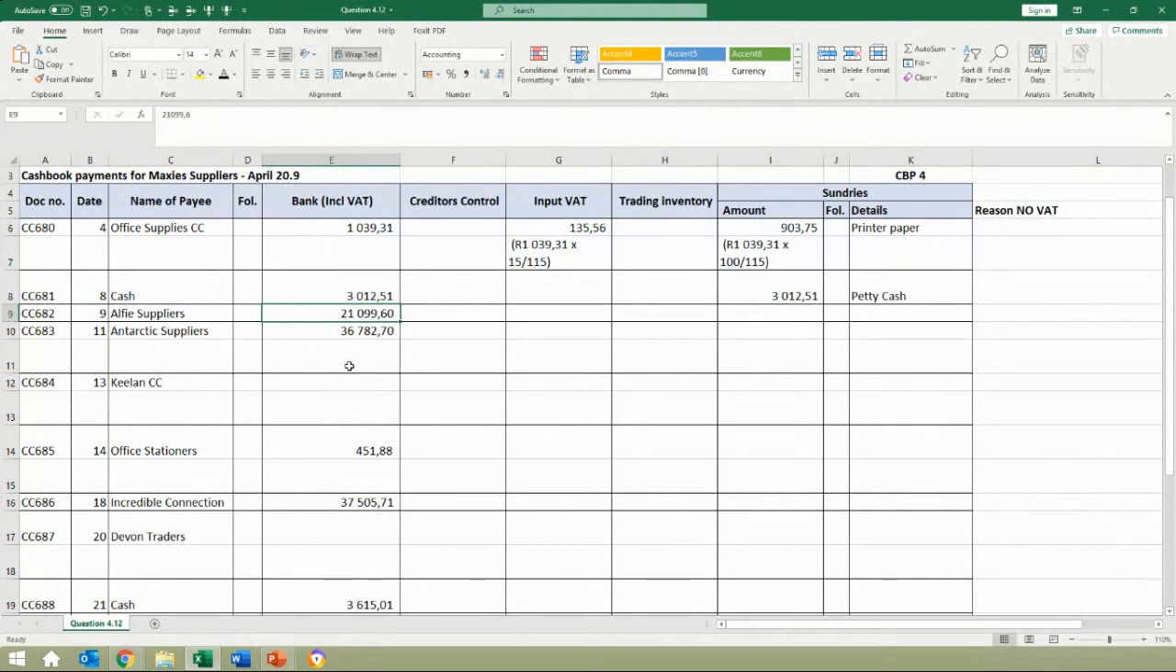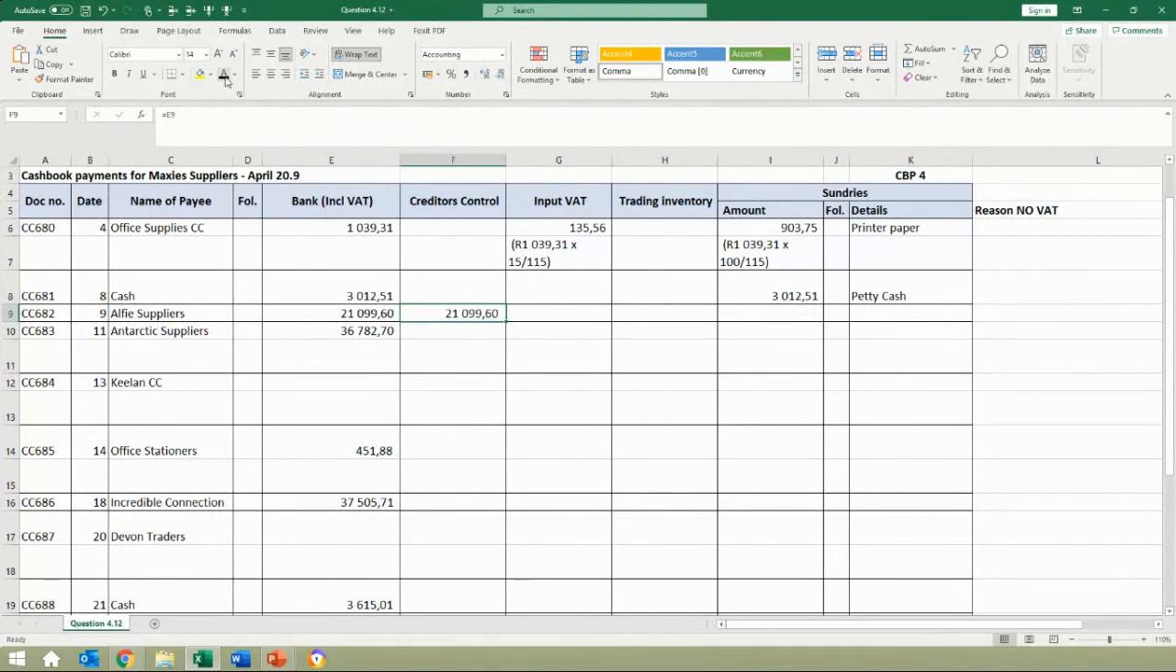Now when you pay a supplier's account, where do we take that money to? What account will be debited? So we've credited bank with 21,099 Rand and 60 cents. What account will we now debit? Okay, so Tomato says creditors control.